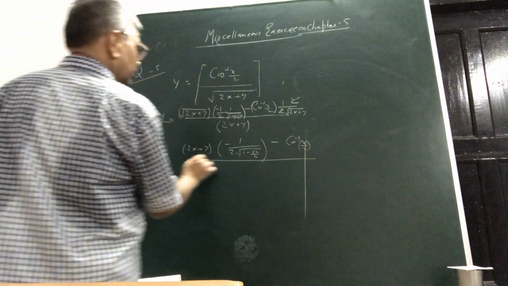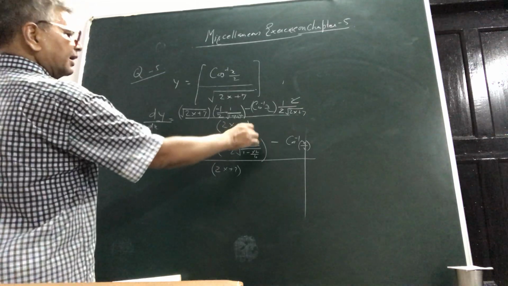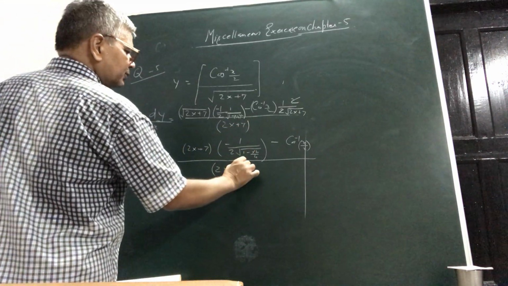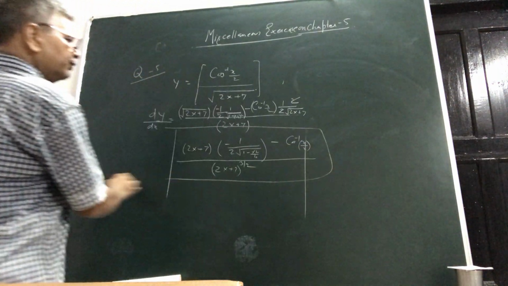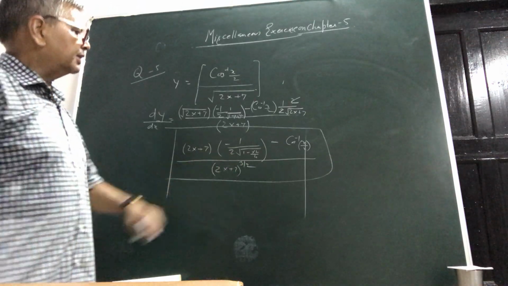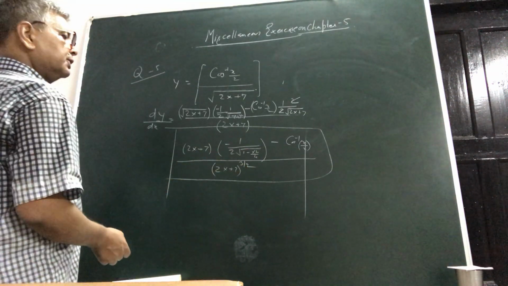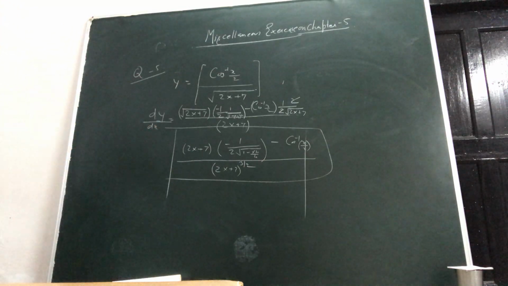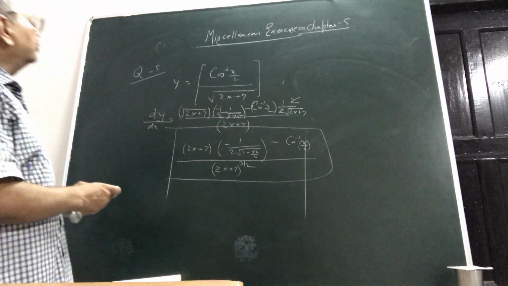X by 2 and whole upon what? 2x plus 7 into under root 2x plus 7, that is 1 plus 1 by 2, that is 3 by 2. So see, you can keep it like this if you feel this is the answer, or further simplification will not fetch you anything because nothing will cancel here. So this would be the answer. You can keep it here, leave it here. So this is how you would be doing it.